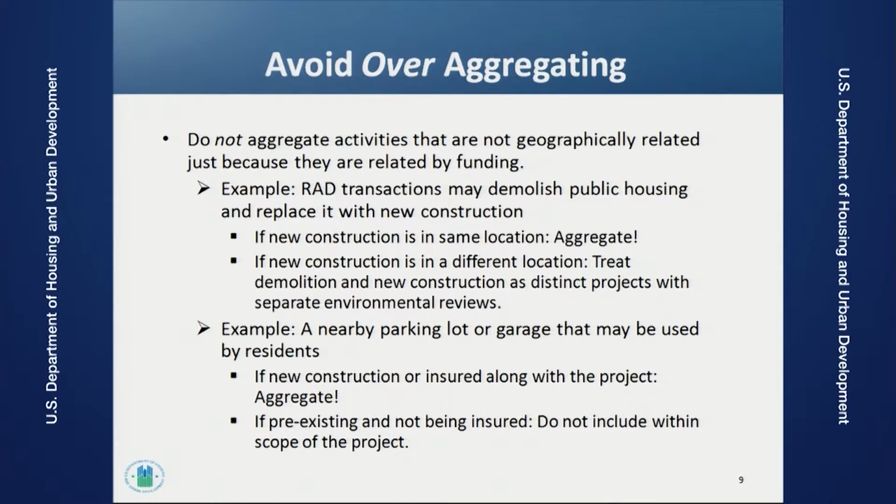Another example that came up in our New York training is if there's a parking lot that's off-site and going to be used by residents of an apartment building. If it's being added at the same time as the multifamily housing, then that's probably part of the same project, and they should be evaluated together, included in the same project description. But if there's an existing lot that's just nearby, happens to be useful to residents, then that's not really part of the scope of this project. You might want to mention it, but it's not within the project description.